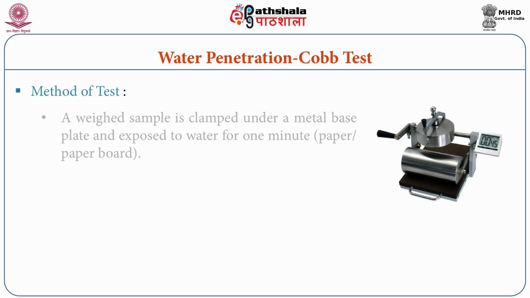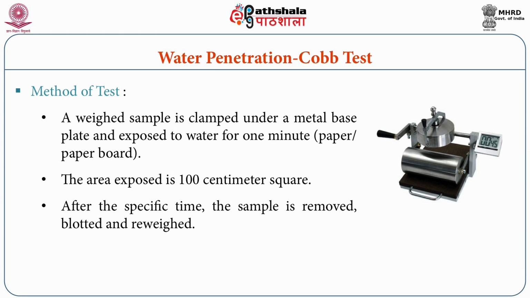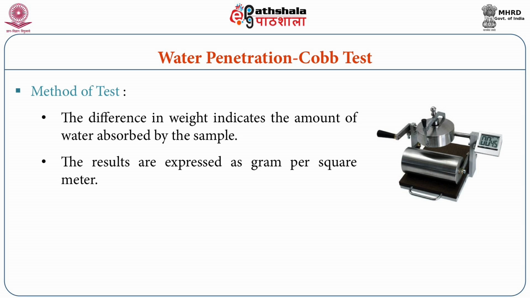Method of test: a weighed sample is clamped under a metal base plate and exposed to water for 1 minute. Paper and paper board are generally used for this test. The area exposed is 100 square centimeter. After the specific time, the sample is removed, blotted and reweighed. The difference in weight indicates the amount of water absorbed by the sample. The results are expressed in gram per square centimeter.